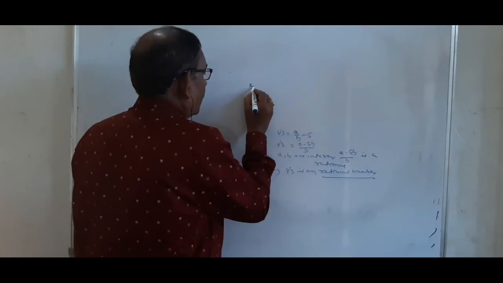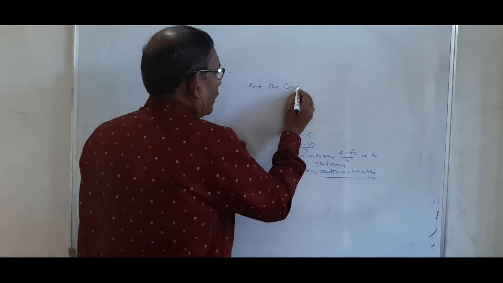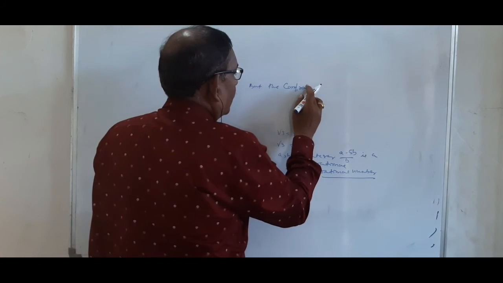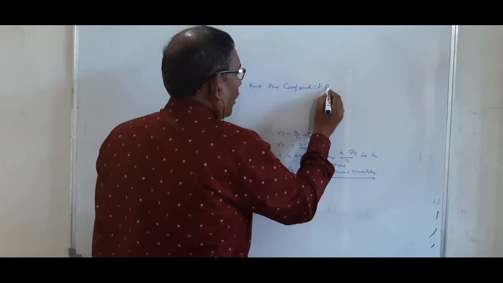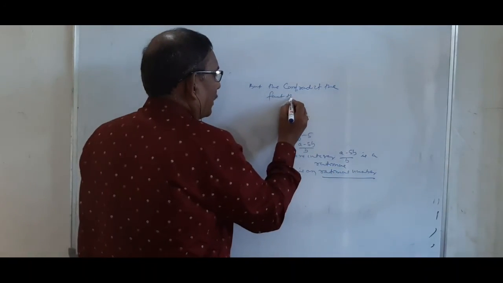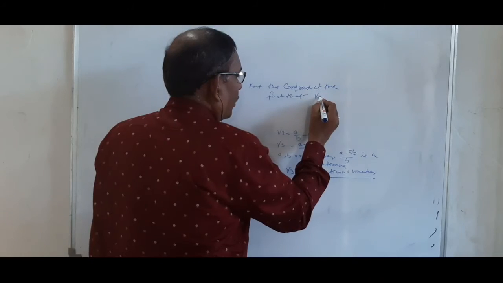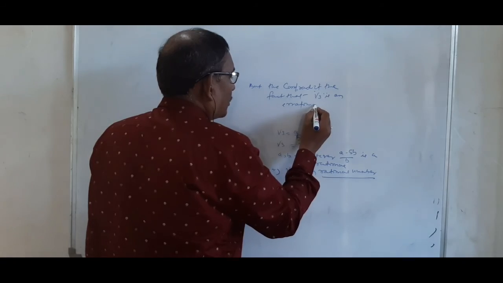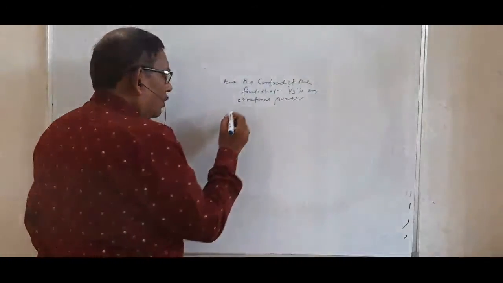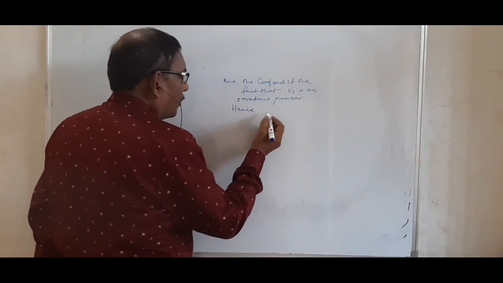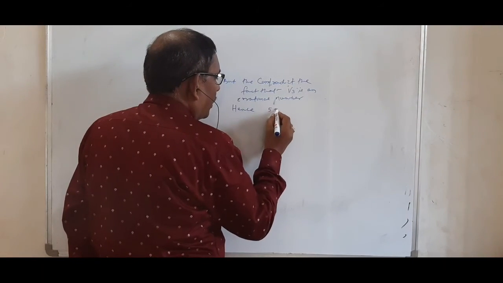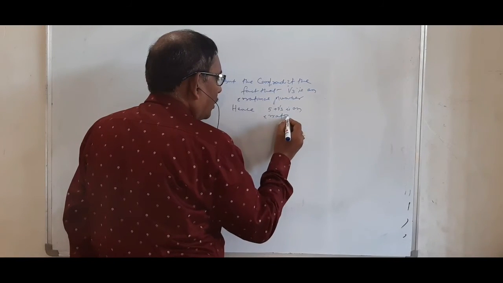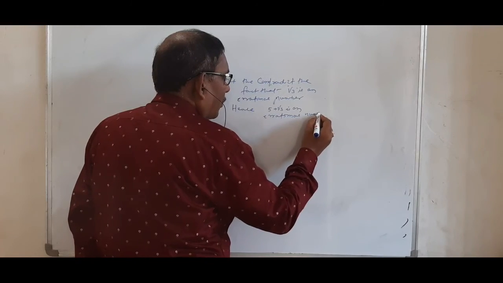But this contradicts the fact that root 3 is an irrational number. Hence, 5 plus root 3 is an irrational number. Okay.